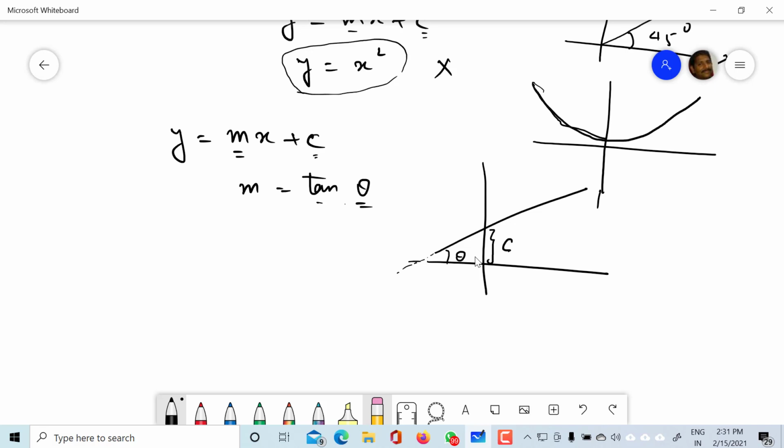Okay, and you can verify this thing. If you put the value of x as 0, then what will be the value of y? The value of y becomes c. That means if the value of x is 0, that means at this point the value of x is 0, so the value of y will become c. Therefore this distance will be the value of c. So this is the general equation of line. Okay.